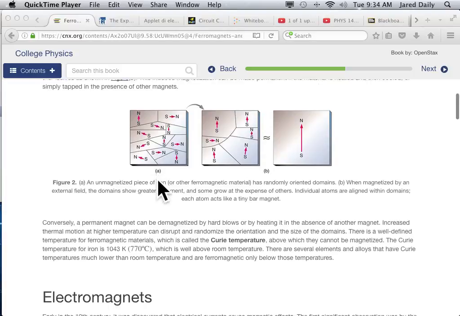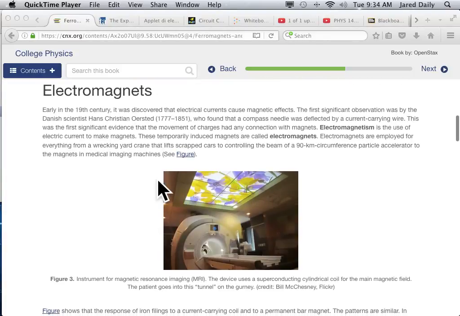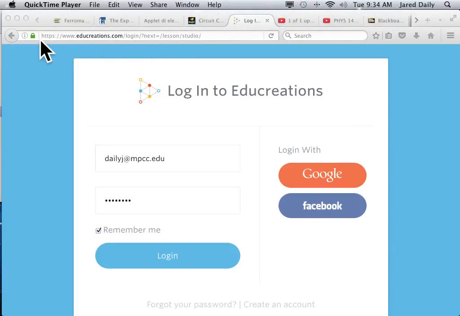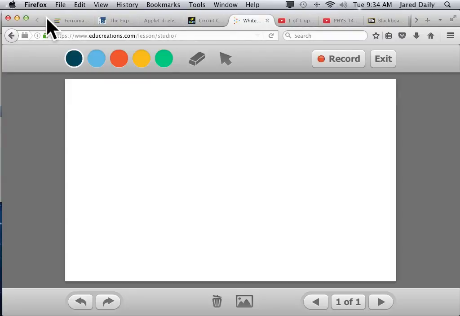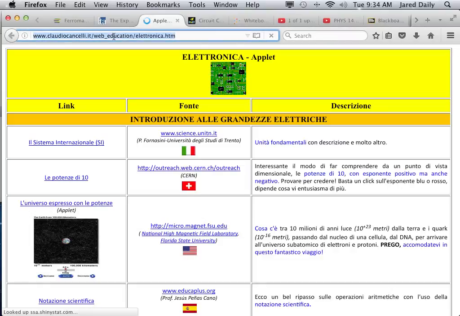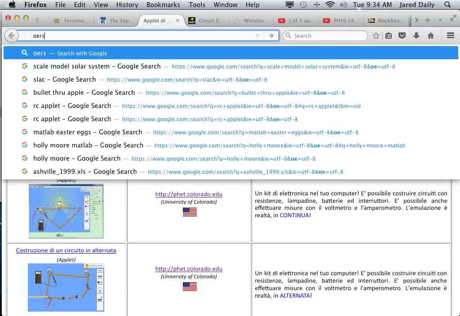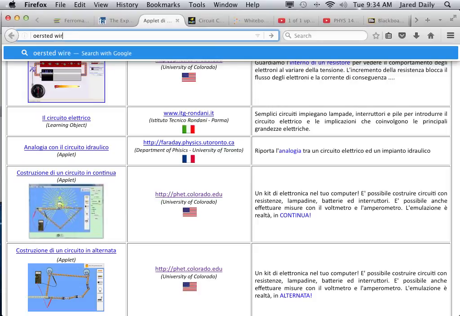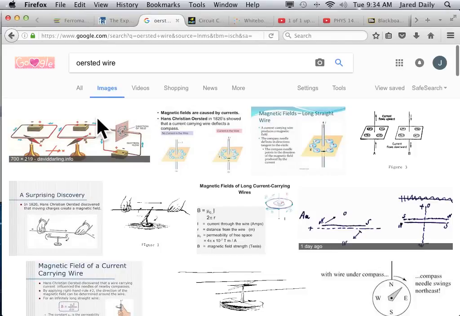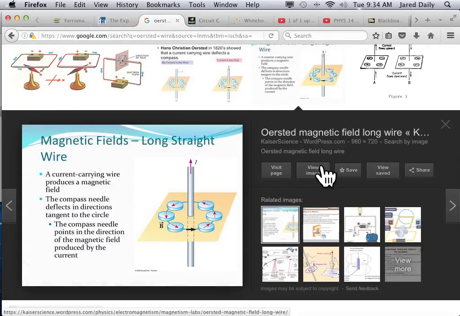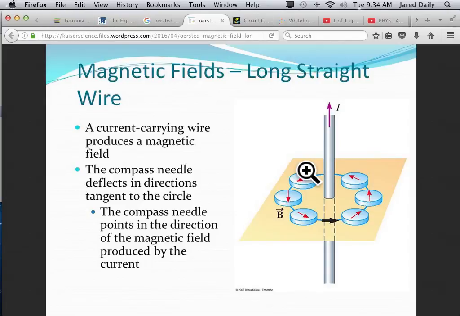So early 1800s, early 19th century, we've got Ørsted, who is doing this research with electricity and his compasses, and let's see if we can get a nice picture of that. Actually, let's just look it up. Ørsted wire. So this is the experiment that he did.